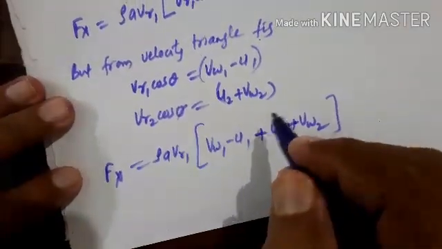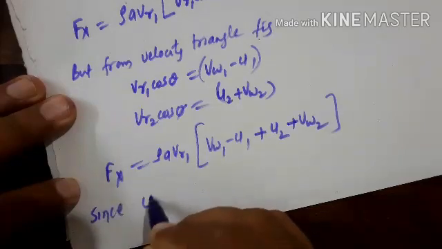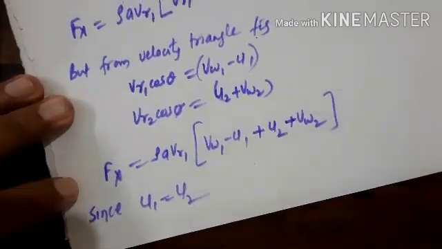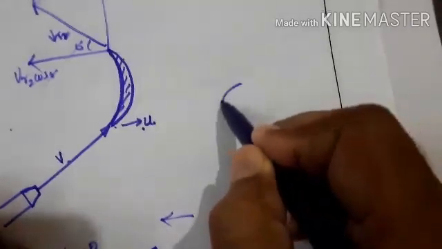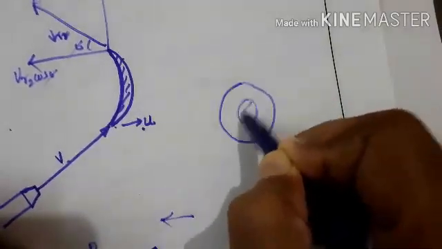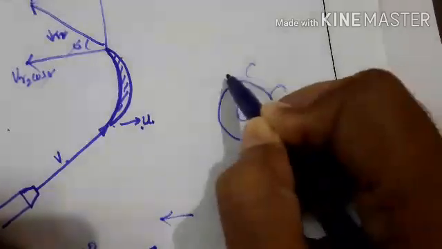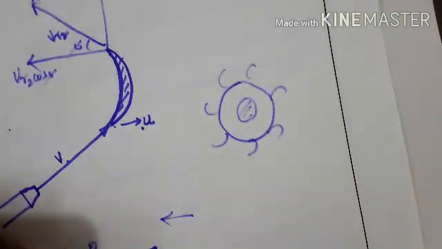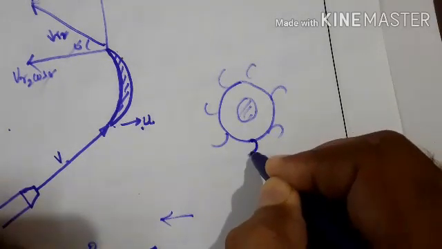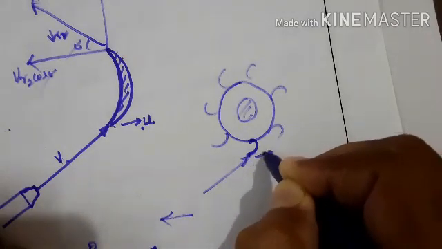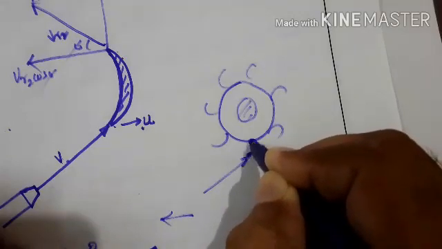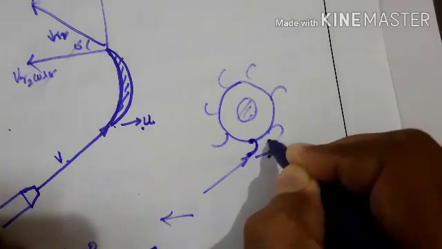And since U1 equal to U2, if you take the velocity of the blade at inlet as well as at outlet, this is the disc or the impeller, this is the shaft, and it consists of blades like this. If you take one blade, this is the inlet and this is the outlet. When the jet strikes this one, this will be moving forward, along with this also moves forward. So both the velocities are the same here, this end as well as this end.